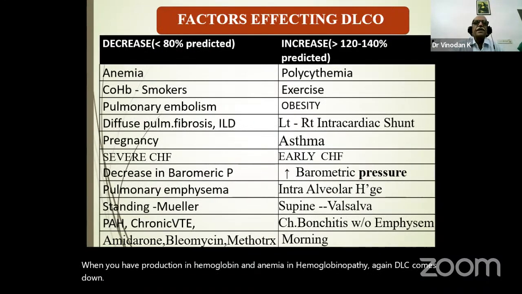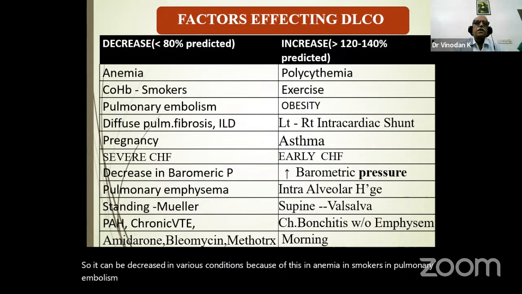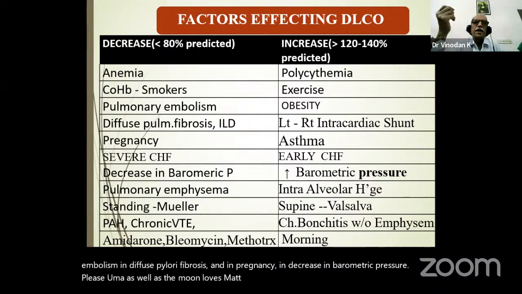So it can be decreased in various conditions: in anemia, in smokers, in pulmonary embolism, in diffuse pulmonary fibrosis and ILD, in pregnancy, in severe CHF, with decrease in barometric pressure, and in pulmonary emphysema, the standing position as well as the Mueller's maneuver, in chronic VTE, and in patients who are on amiodarone, bleomycin, methotrexate.